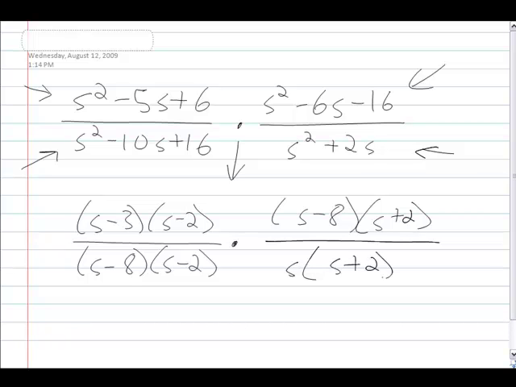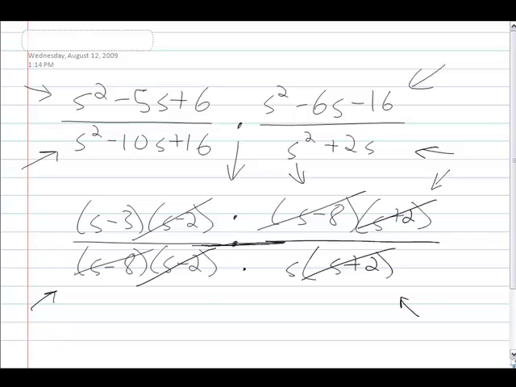Now since we're multiplying these two fractions together, we can say that there's one fraction, and we multiply the tops together and the bottoms. Since we can do this, any factor that is on the top, if there's a common factor on the bottom, we can cancel. So I notice that here is an s minus 2 and here is an s minus 2, so they cancel each other out. Again, here's an s plus 2, here's an s plus 2. They'll cancel each other out. An s minus 8 and an s minus 8. They cancel each other out.